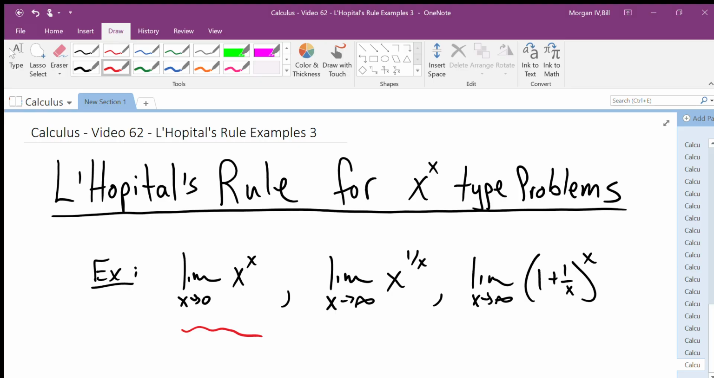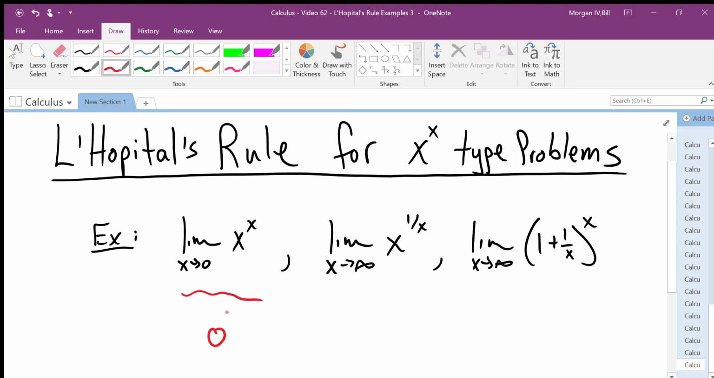What is that? What is 0 to the power of 0? I mean, 0 times itself lots of times would be 0, but anything to the power of 0 is 1. So what do you get? Or the limit as x goes to infinity of x to the 1 over x.